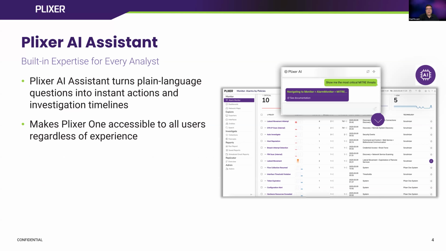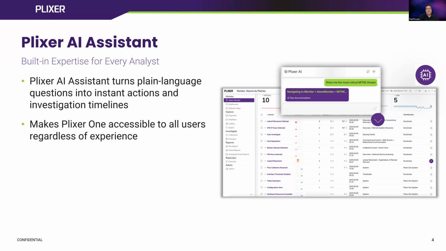Now, next slide, we'll talk about great functionality here, the Plixer AI Assistant. This is brand new. It's in Plixer One, and this is one of the exciting features, and we plan to continue building on it. 19.7 is our first release of the Plixer AI Assistant, and this is our start. We have much more planned in Q1 of next year.